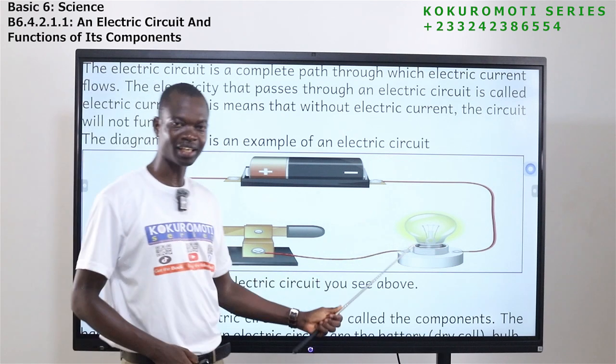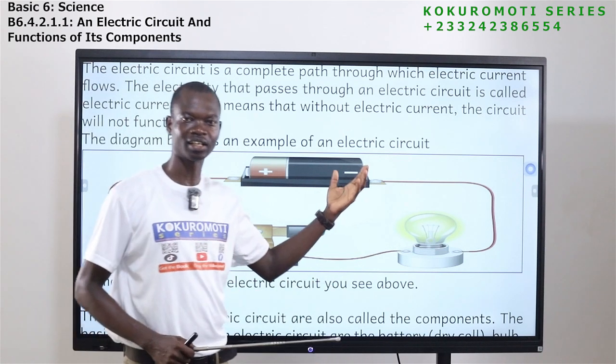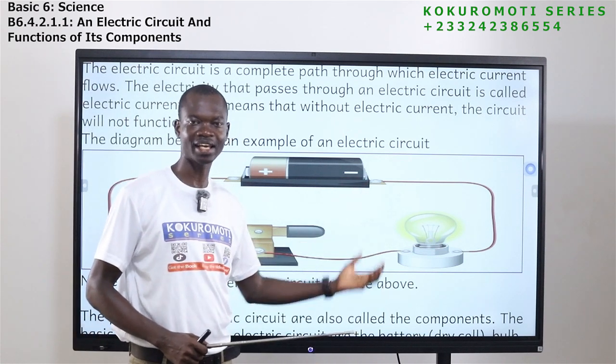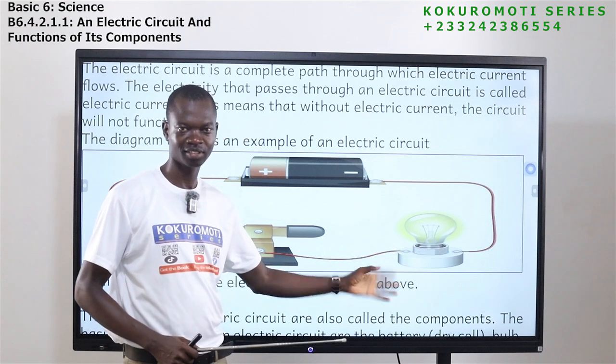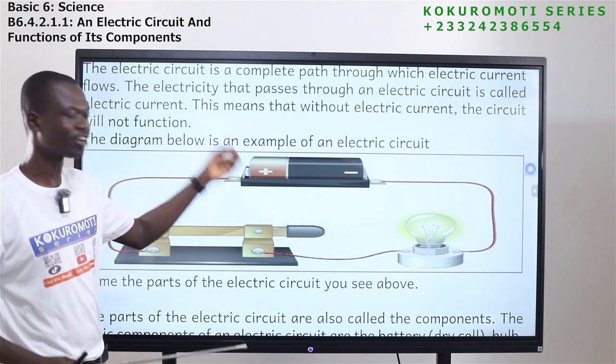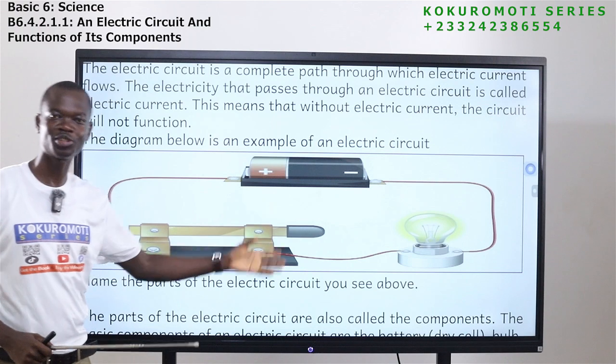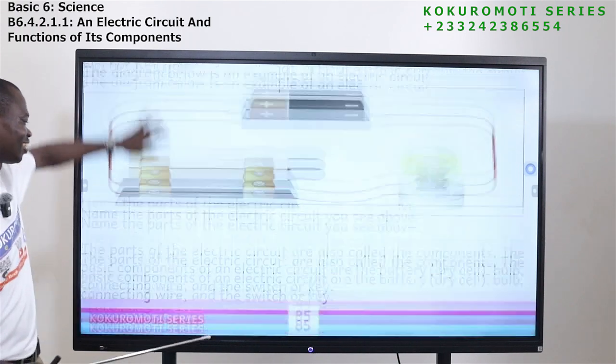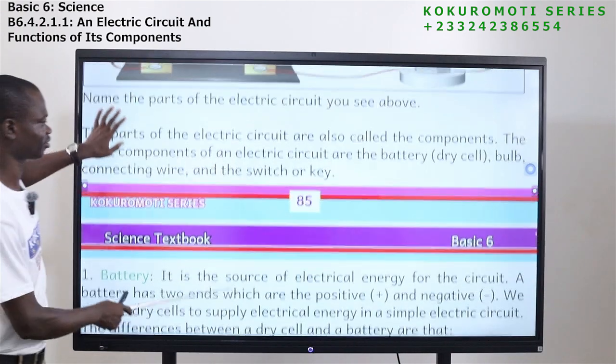The bulb here, we can use LED, light emitting diode, here. And here too we have battery. We can also use dry cell. Okay, so let's move on.